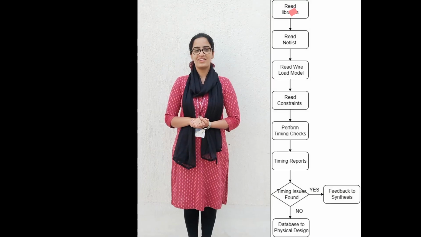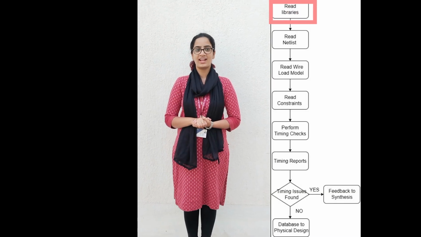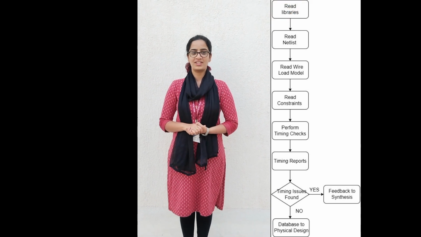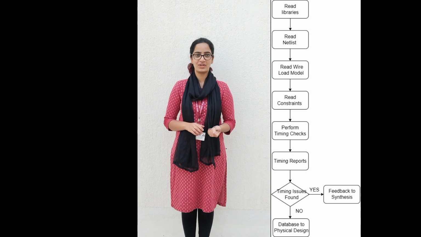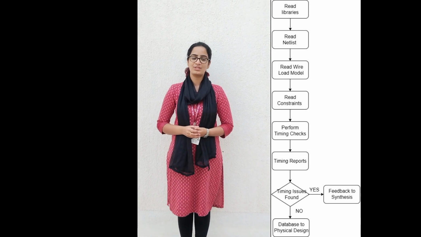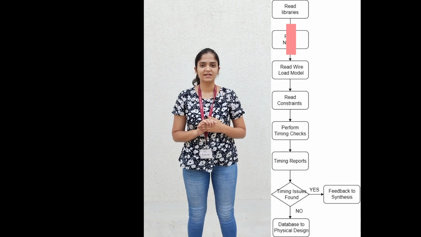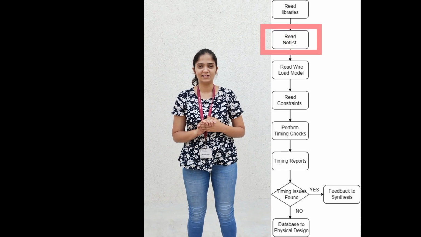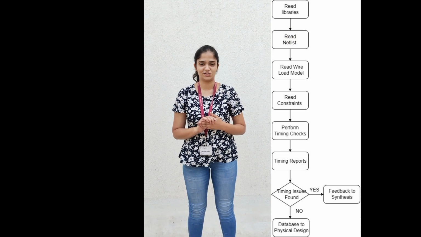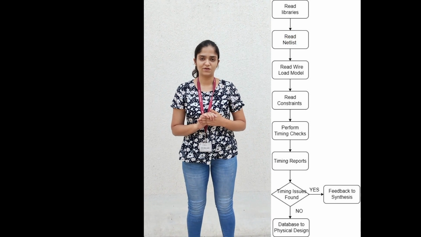The first step in the STA flow is to read libraries. Let's say I am a library. I give information regarding gate cell delay, slew rate, PVT conditions, noise margin, setup hold time, pulse width value, etc. The second step is to read the netlist. I am the netlist. I have all the information of cell types and their connectivity. The cell types used are those in the current library.